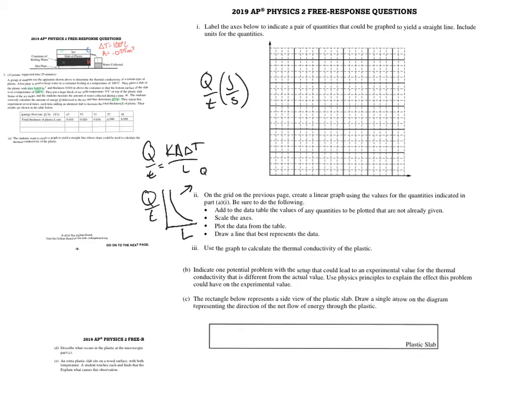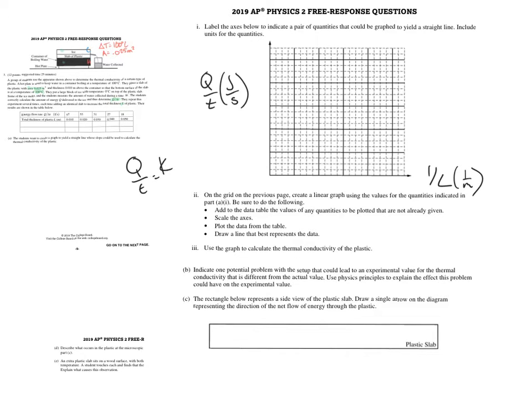I want to graph, well, let me go back up to the actual graph now. So I want to graph Q over T versus 1 over L in 1 over meters. That way, it'll show up as a straight line. So in that equation, I'll go back to that one more time. Q over T equals K A delta T, now I'm just going to say times 1 over L. Now it's in the form of Y equals M times X. All of this will be my slope. So K times A times delta T will be my slope, and my X-axis will be 1 over L. All right, so I'm done with part 1.